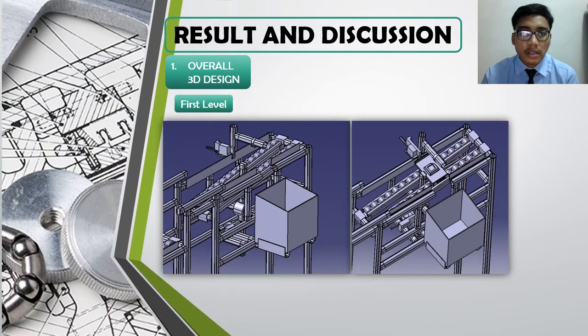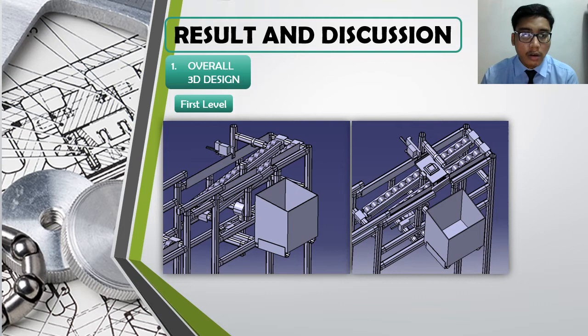For the result and discussion of this report, there are several results that will be overviewed. First is on the overall design of the quality inspection line. All the parts that have been designed before, which are the stopper, the pusher, and the NG box, will be assembled into a line that has been designed by another final year project student.